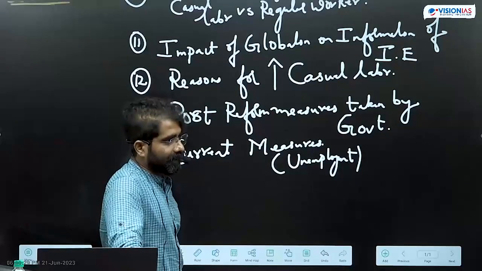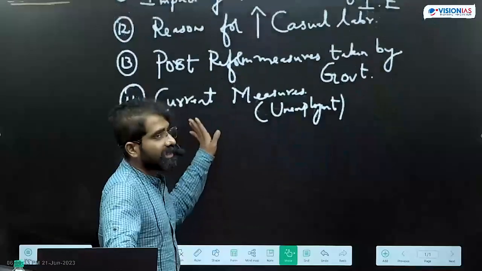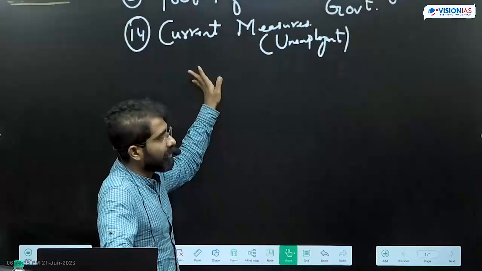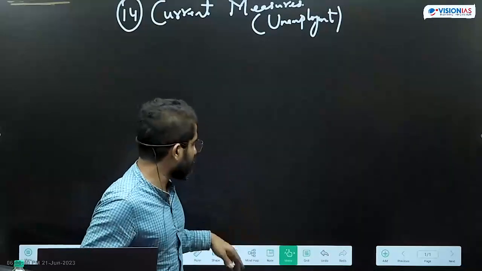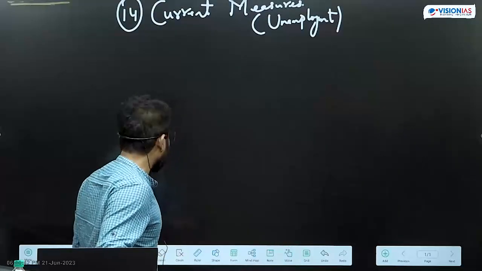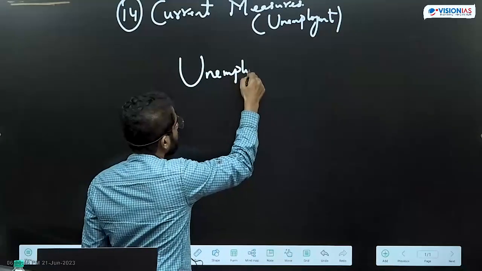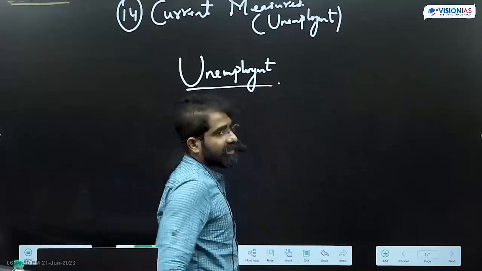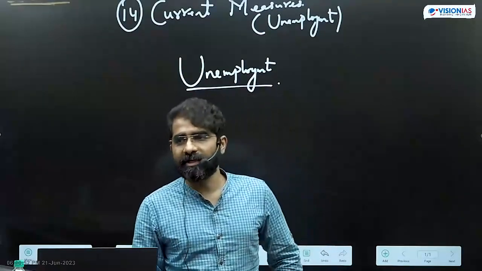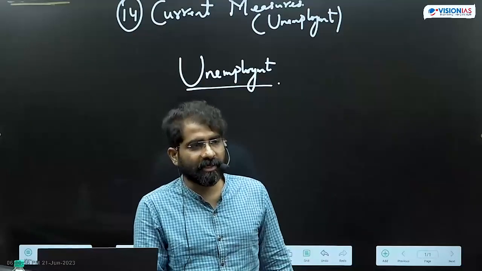Is this clear? Okay, so when I use the word unemployment, first thing is unemployment is not only an economic problem, it is also a social problem because it can affect institutions like marriage and family. So unemployment is both an economic as well as social problem. And unemployment is generally seen as involuntary idleness. Generally, economists use the word involuntary idleness.